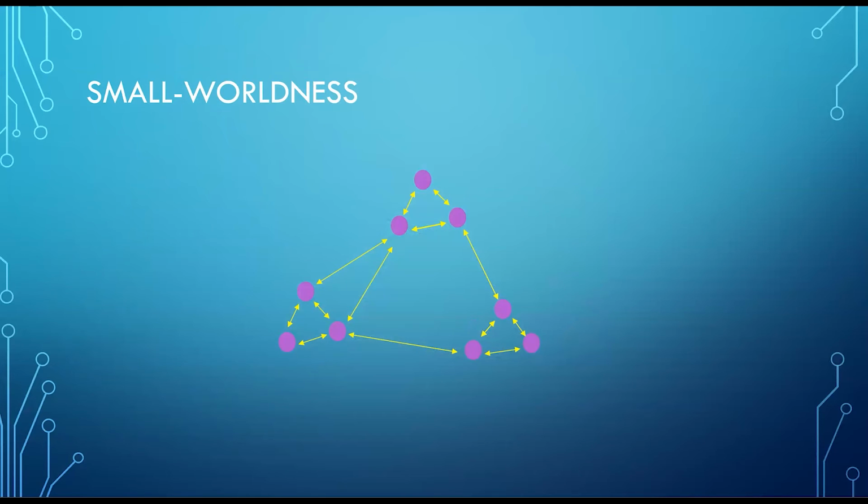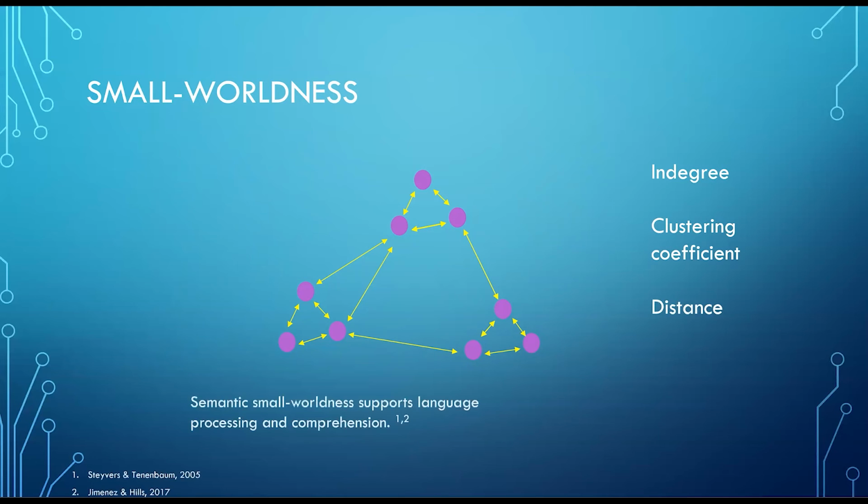Similar structure can be seen in vocabularies, where the closeness of words in terms of the number of jumps between any 2 nodes determines the degree of small worldness. As you can see in this network, all the nodes are connected to at least 1 other node, they are highly clustered within hubs, and the distance between nodes is quite small. We measured small worldness for each child's vocabulary by computing statistics that relate to these properties, which are the in degree, the clustering coefficient, and the distance. Behaviorally speaking, a high degree of small worldness supports language processing and comprehension.